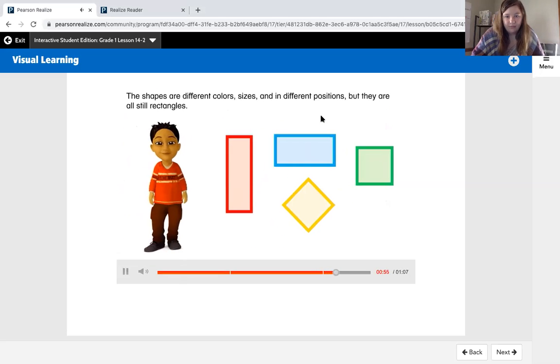The shapes are different colors, sizes, and in different positions, but they are all still rectangles. Shapes are not defined by color, overall size, or position.